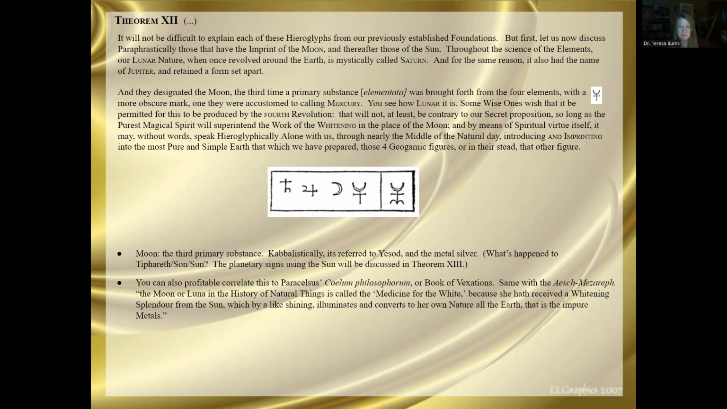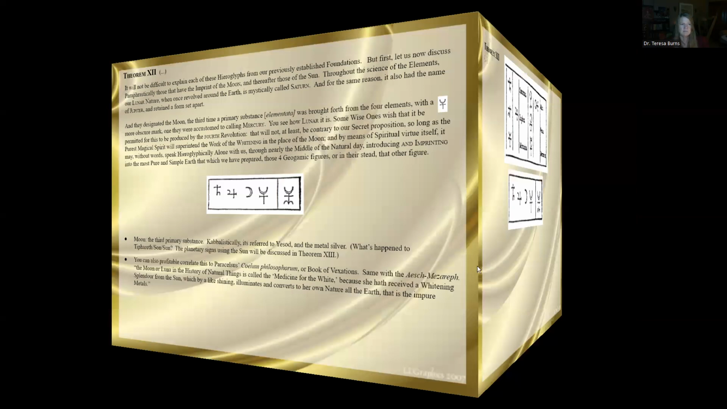You can do the same thing with the Aish Mesareth. You'll find things like the moon or Luna in the history of natural things is called medicine for the white, because she hath received a whitening splendor from the sun, which by a like shining illuminates and converts to her own nature all the earth, that is the impure metals. And we have the work of the whitening here. All right.